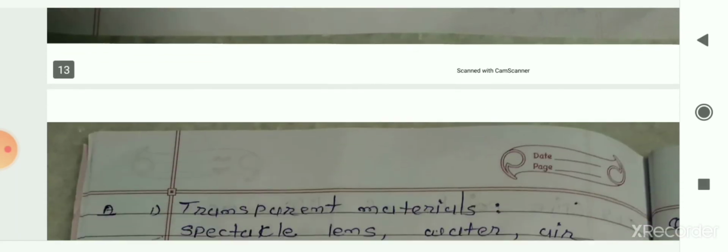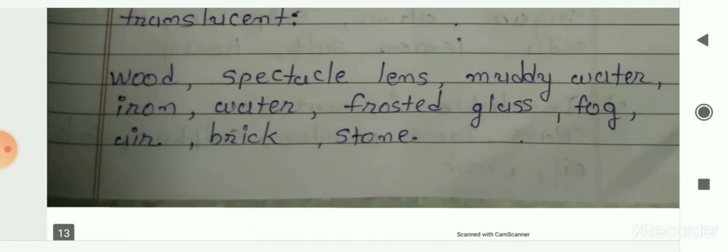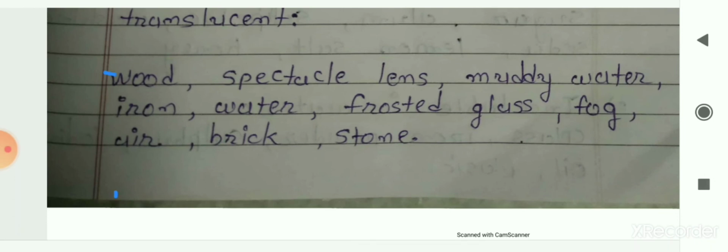So the first one, transparent material. First here we classify wood. So wood, as we had seen, is the opaque material. Next is spectacle lens. We use the spectacle lens in making sunglasses or spectacles. So it is the transparent material.